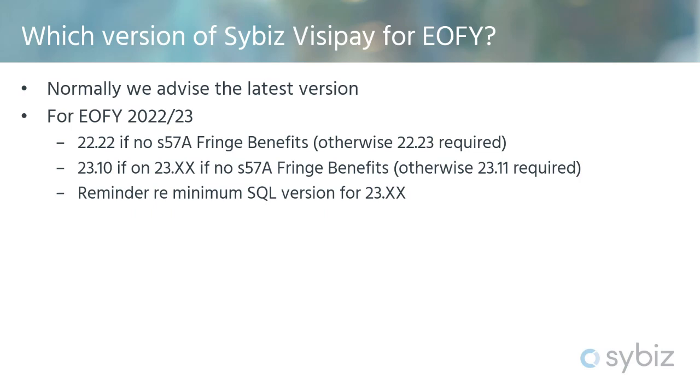Now, the big exception to that is if you do have Section 57A fringe benefits, and you're going to know whether you have them or not, so I won't explain too much about what they are, but I will go into a little bit more detail in a coming slide. You will need to upgrade to 22.23 if you're on an older version of SQL. For those that have upgraded to version 23, you will need to be on 23.10, unless you do have those Section 57A fringe benefits, in which case you will need 23.11. And just as I said, you do need to be wary of the minimum SQL version. So don't just go from version 22 to 23 if you haven't checked what version of SQL you have under the hood. And again, as always, consult with your business partners on that process.